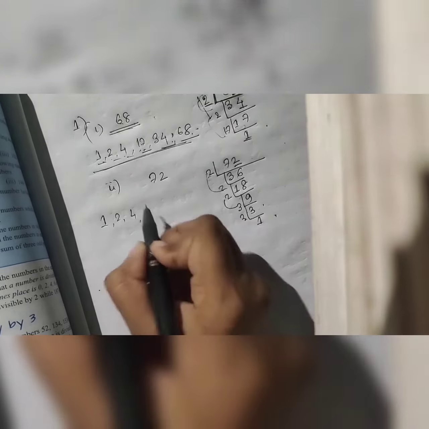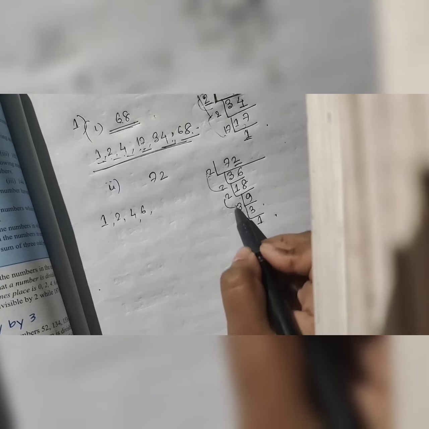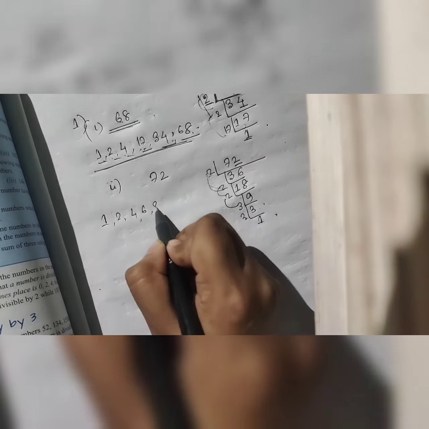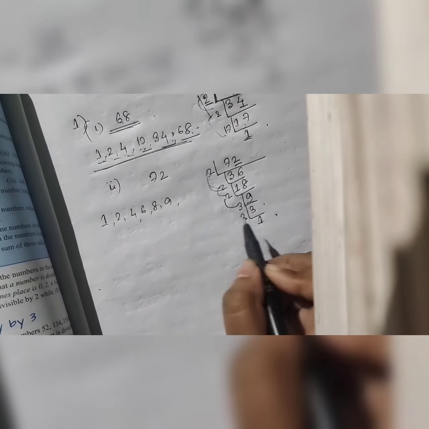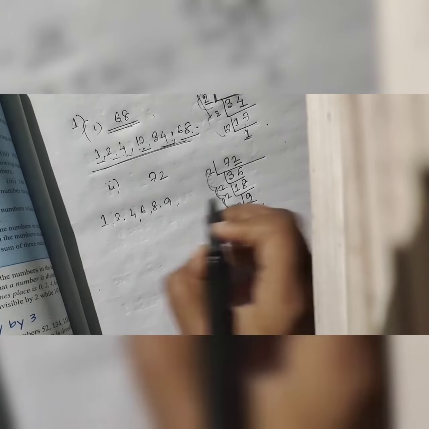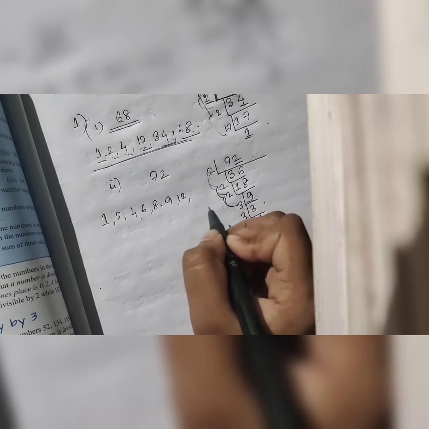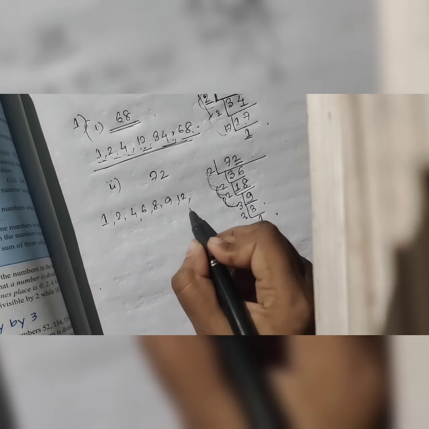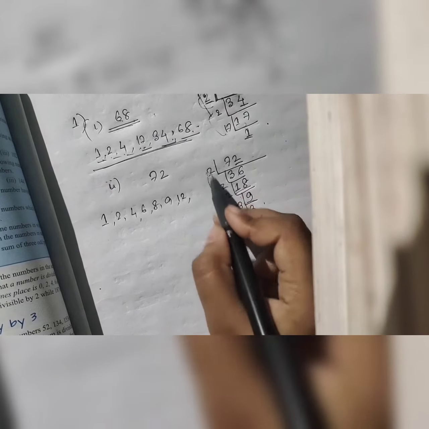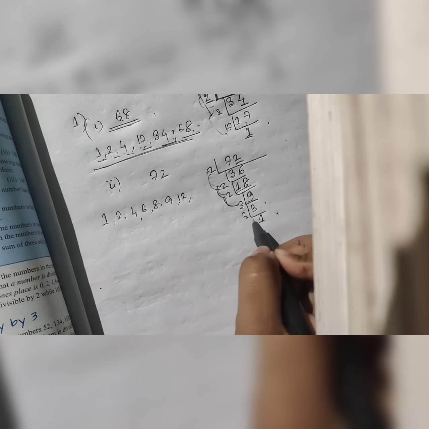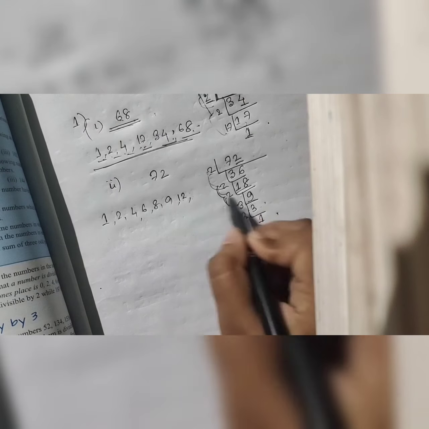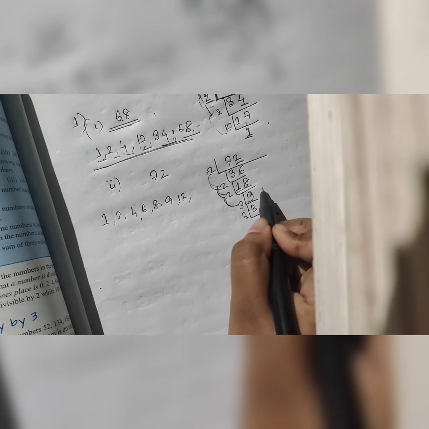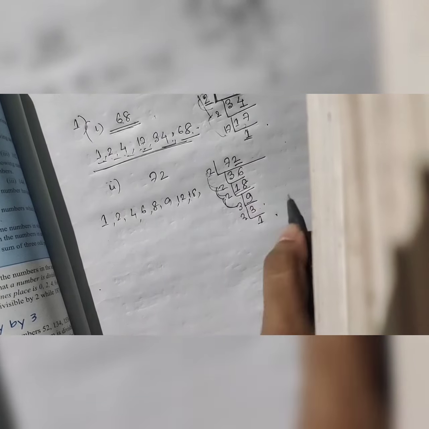Then we go to 6: 3 2s are 6. Then 2 4s are 8, then 9. Then 10, 11: no possibility to get 11. Then we go to 12: 3 4s are 12, so 12 is also a factor of 72. Then 13: there is no possibility to get 13. Then 14, also no possibility. 15, no. 16, no. 17 is a prime number. 18, there is 18.